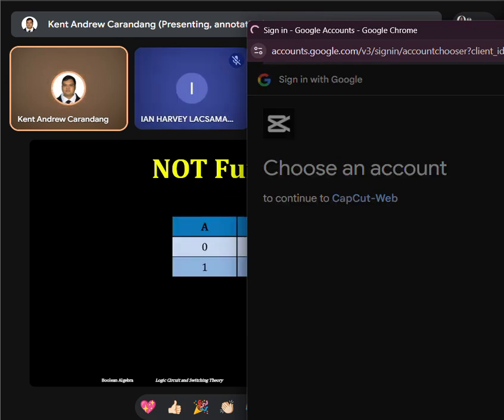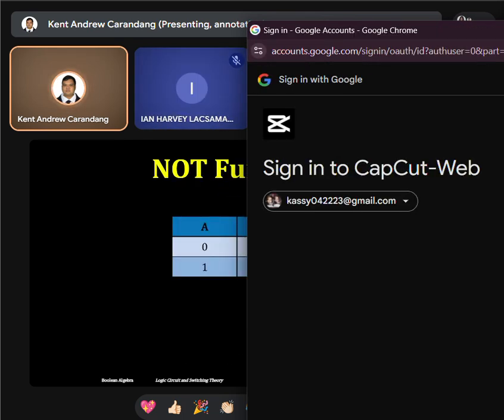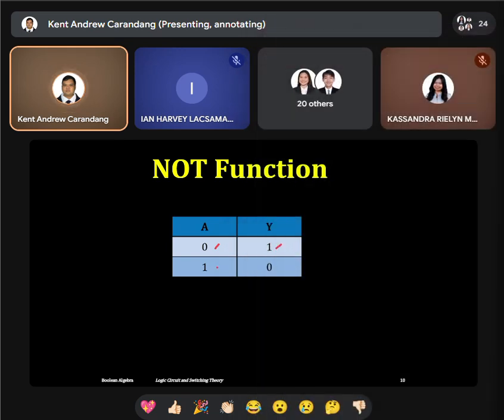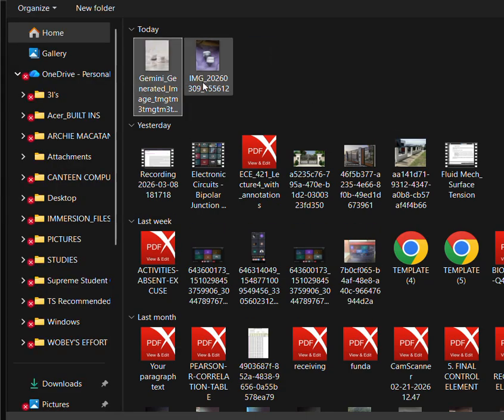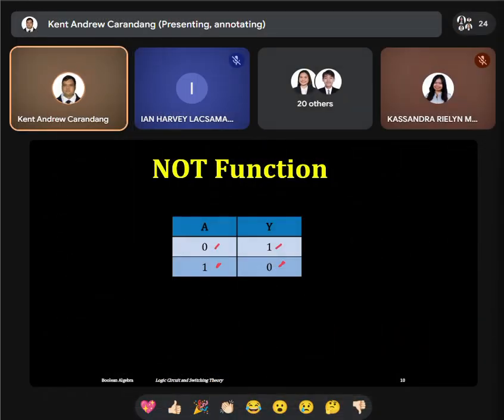Next, the NOT function: if the input is 0, the output is 1. Vice versa, if the input is 1, the output is 0. It's just the opposite of the input; the output is different.